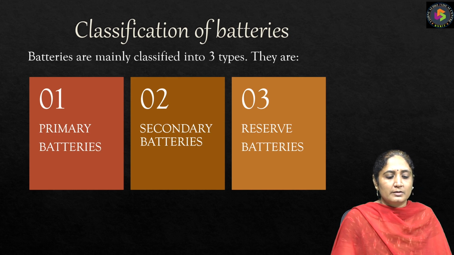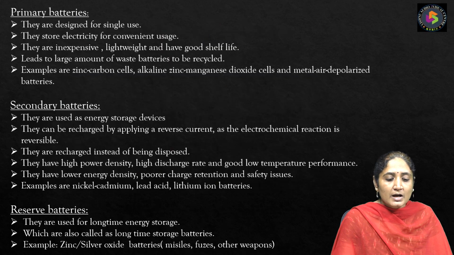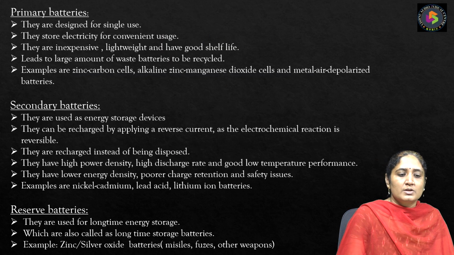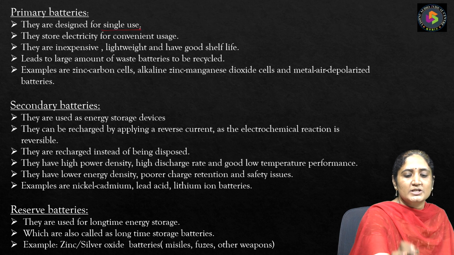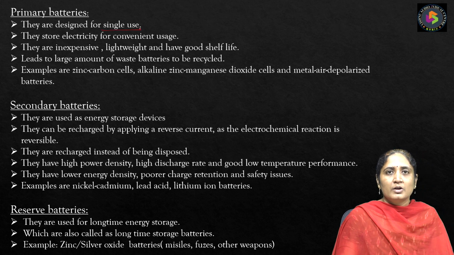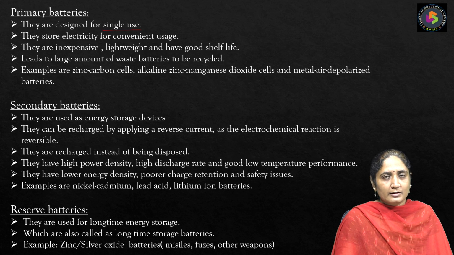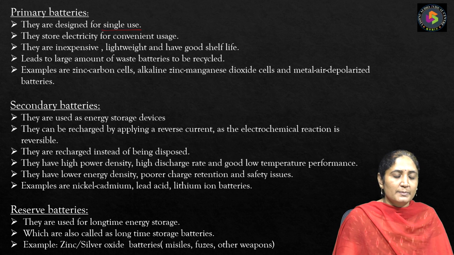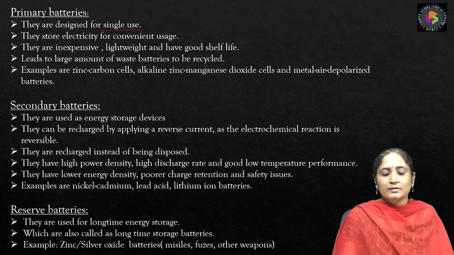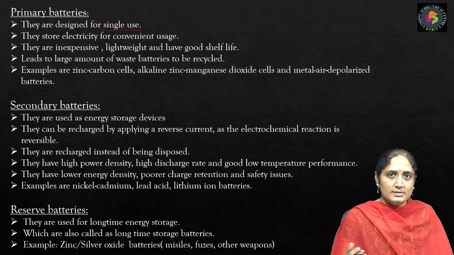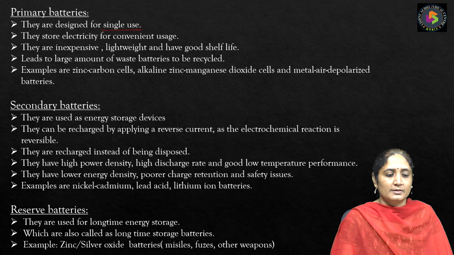A primary battery is non-rechargeable. Primary batteries are single-usage batteries. Non-rechargeable cells are called primary cells or primary batteries. Here we can store electrical energy for single-use purposes only. That means once we use that battery, we can't regenerate the energy.